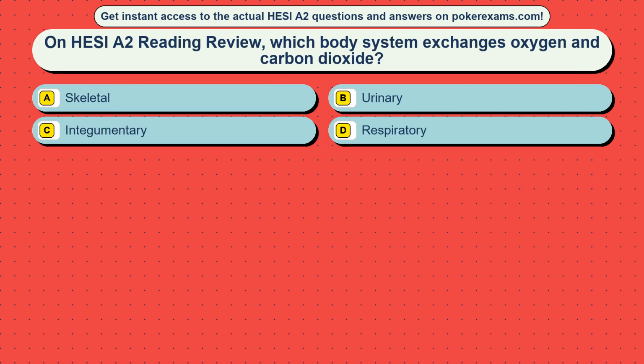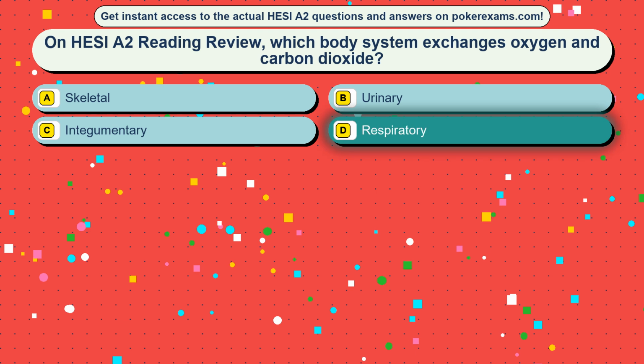Question 34. On HESI A2 reading review, which body system exchanges oxygen and carbon dioxide? Option A, skeletal. Option B, urinary. Option C, integumentary. Option D, respiratory. The correct answer is option D, respiratory.